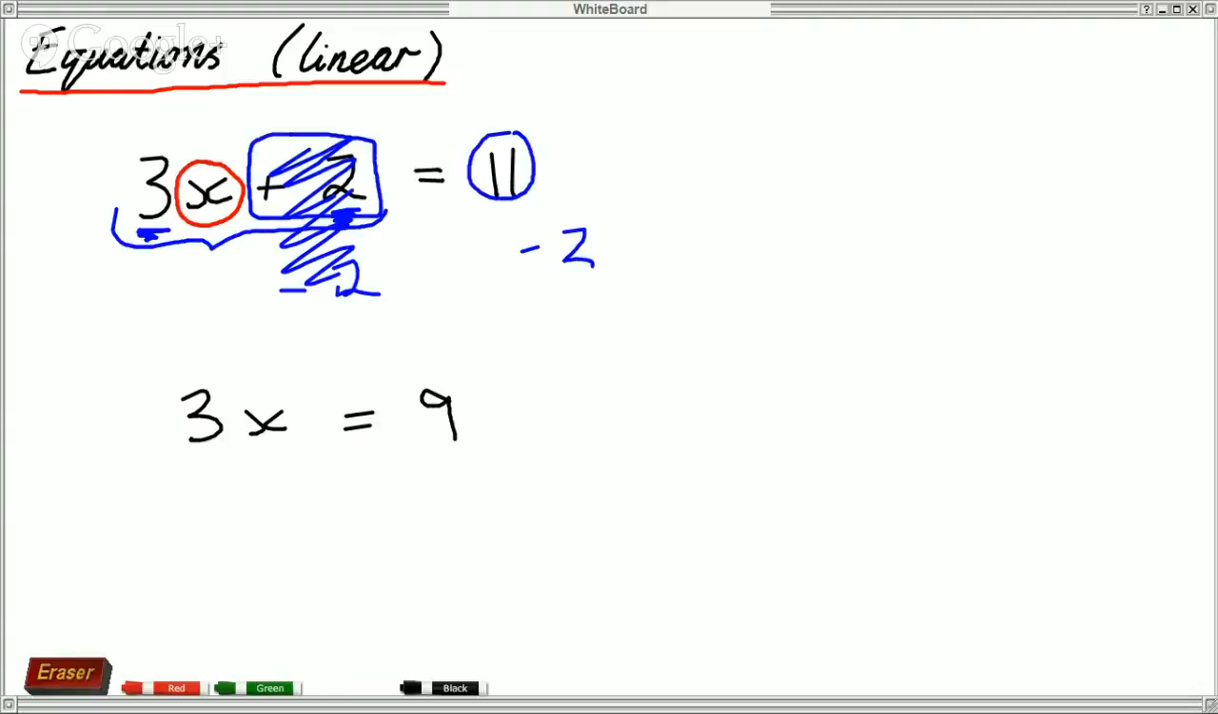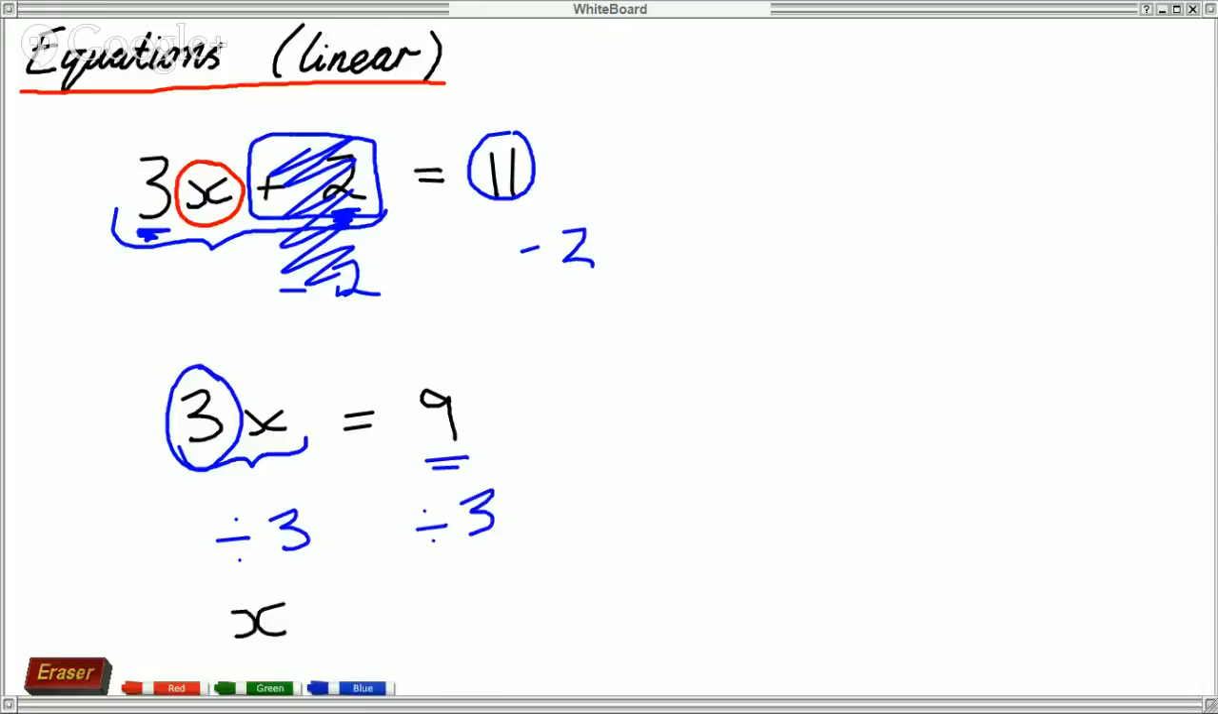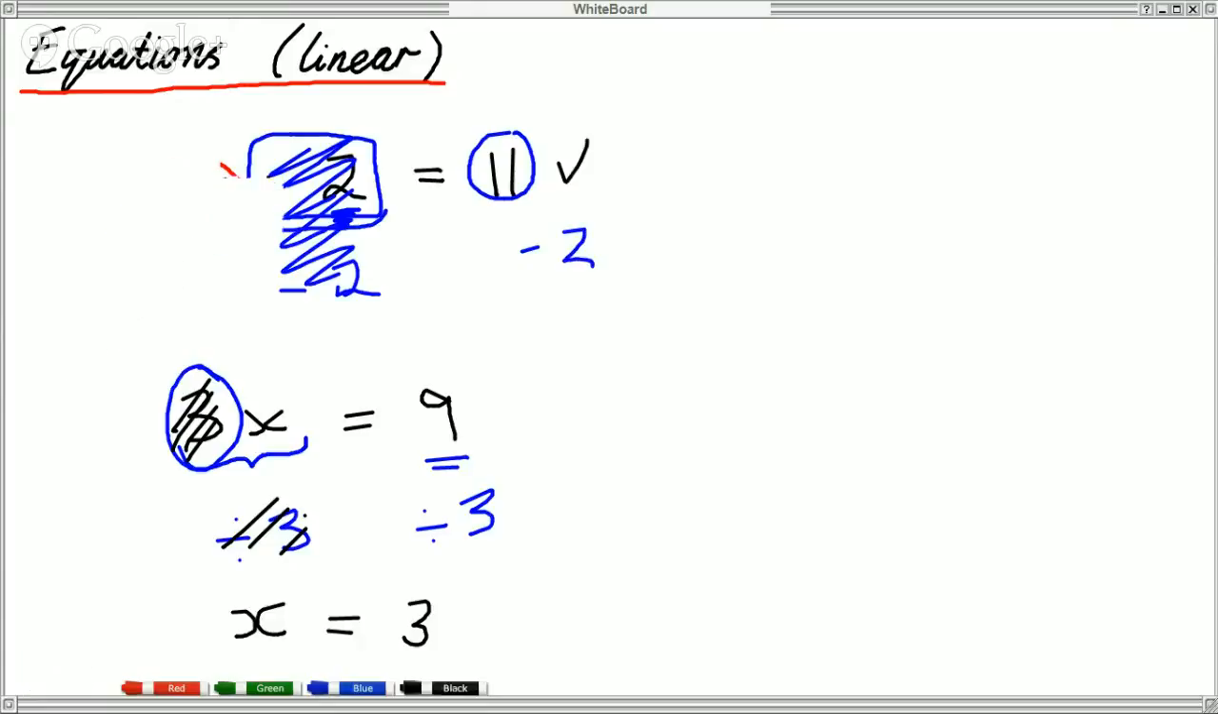And now we have 3 times x, 3 lots of x, equals 9. The opposite of this times by 3 is divide by 3. So let's divide both sides by 3. And if we do that, we'll get x equals 9 divided by 3 gives 3. So these will cancel out. We do the opposite and it cancels each other out. We end up with x equals 3. And if you want to put x equals 3 up here, you'll see that it works. 3 times 3 plus 2 does equal 11. So that's right, we got the right answer because it worked.